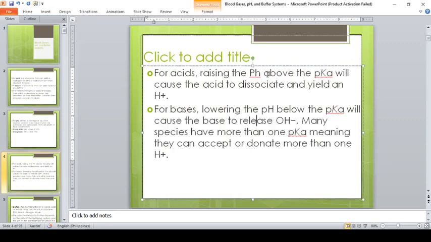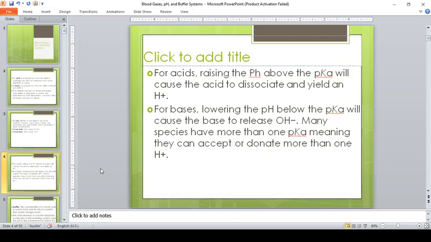Okay, for acids, raising the pH above the acid dissociation constant will cause the acid to dissociate and yield a hydrogen ion. Okay? So for bases naman, lowering the pH below the acid dissociation constant will cause the base to release, what is this one again? Okay? Kahit ako na. Okay, so that is the hydroxyl ion. Ako din nakakalimot. Many species have more than one acid dissociation constant, meaning they can accept or donate more than one hydrogen ion.